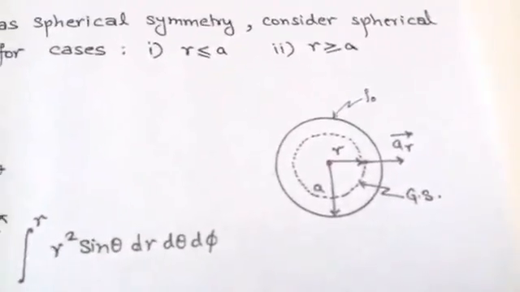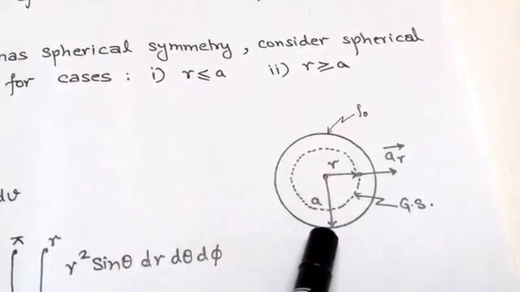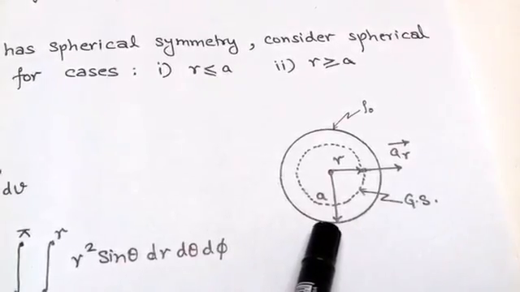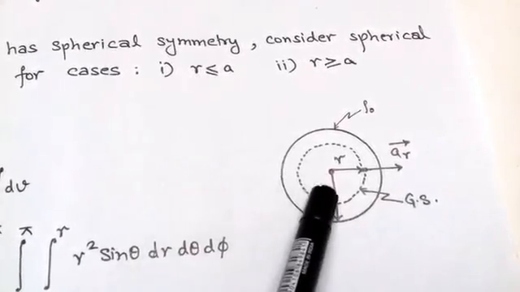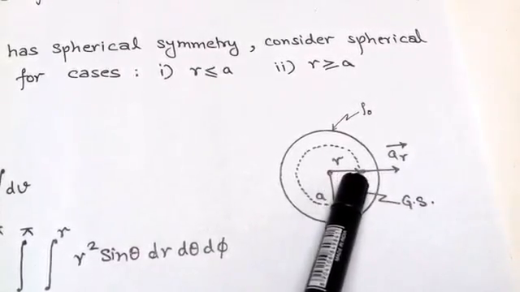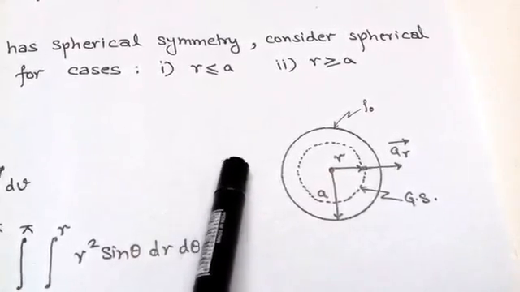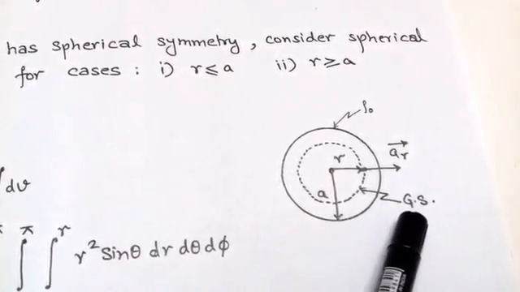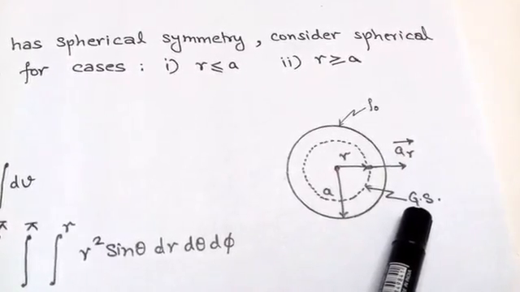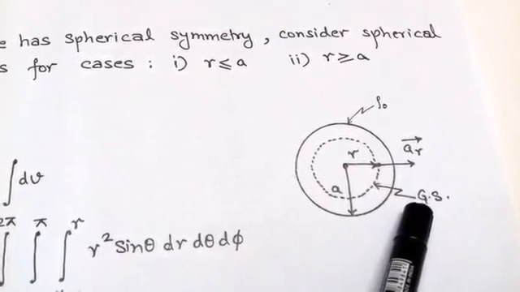Now we consider a sphere of radius a here, and the first case is r less than or equal to a. We take a point P inside this sphere having a distance r, small r, and we assume a Gaussian surface that passes through this point having a distance r.